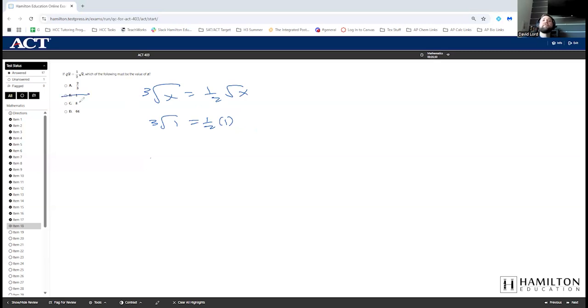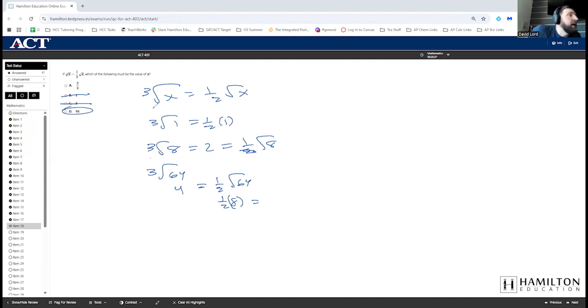How about C? Well, the cube root of 8 is going to be 2, and that does not equal 1/2 of the square root of 8. The square root of 8 does not simplify into an integer. So C is out. What about 64? Well, the cube root of 64 is 4, and 1/2 of the square root of 64, well, that's going to be 1/2 of 8, which is 4. That is the answer.